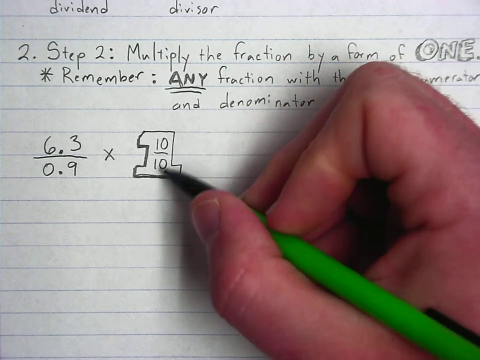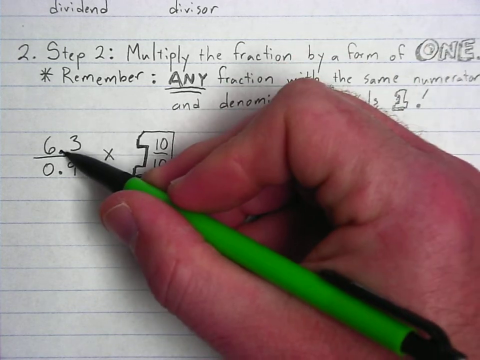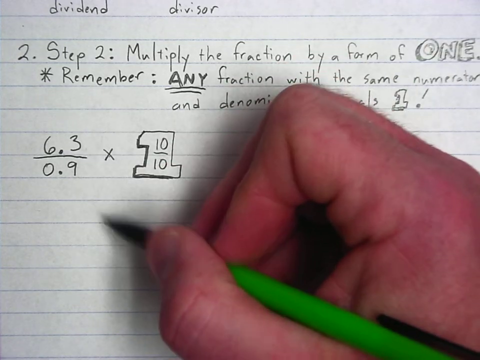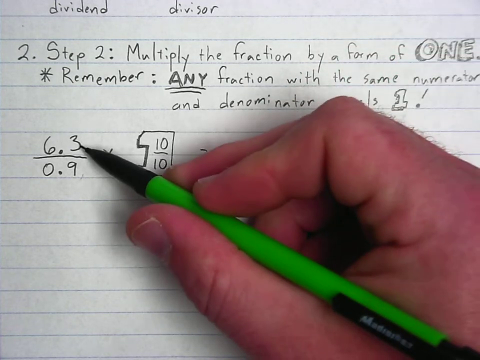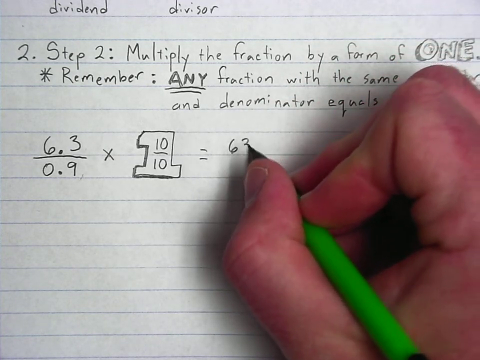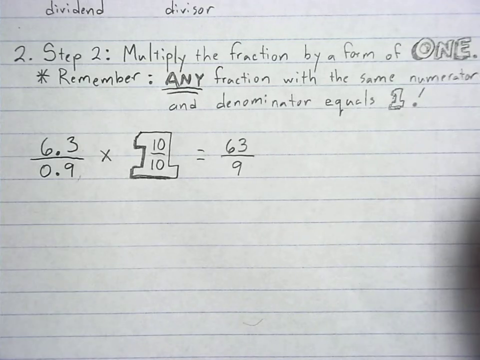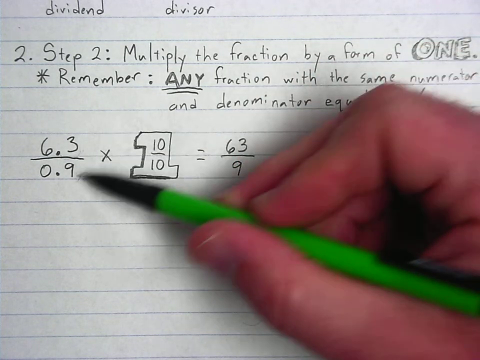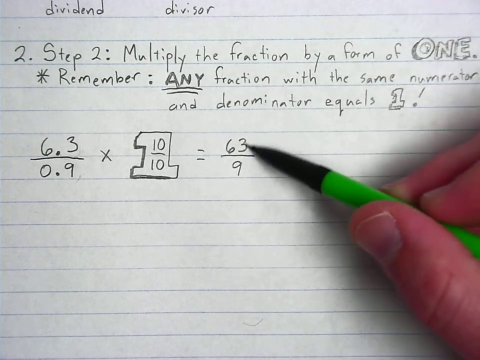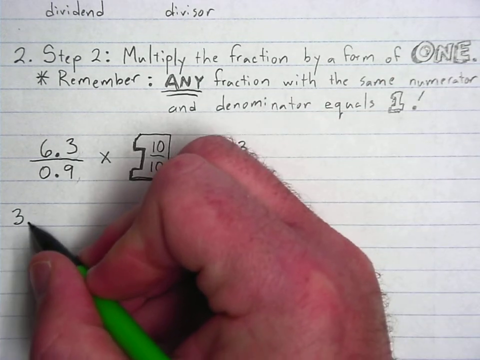10/10. Now the reason I do this is because I know that if I multiply by 10, the decimal moves over one spot, so does this one. So my problem becomes 63 over 9. Now 63 over 9, I've gotten rid of the decimal. The decimal goes over 1 because it's 10, over 1 because it's 10. 63 over 9 is easy. 63 divided by 9, I can do that no problem.